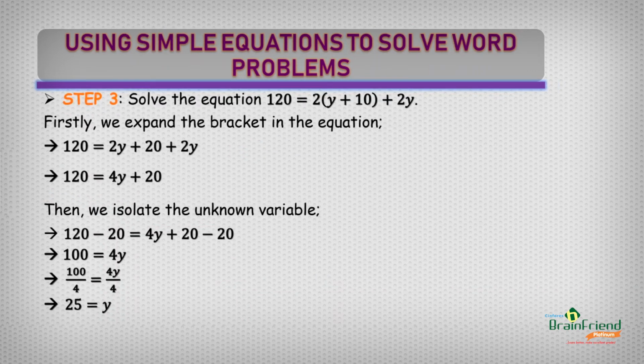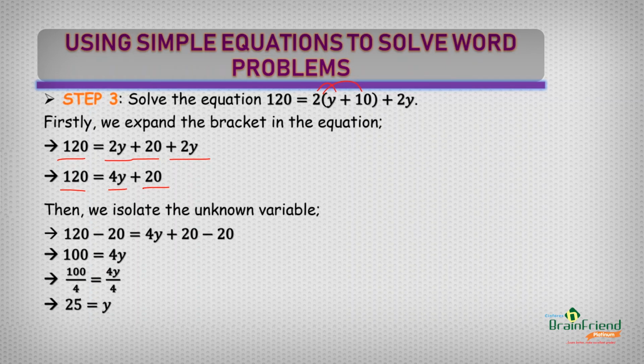Now we solve our equation. The first thing we do is expand the brackets in the equation. This will give us 120 is equal to 2 multiplied by y, that's 2y, and 2 multiplied by plus 10, that's plus 20, plus 2y. Collecting like terms, we will have 120 is equal to 4y plus 20.